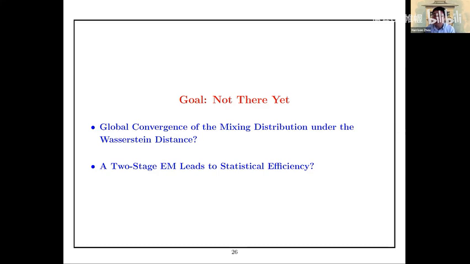What's the second question? I forgot. From Yudong: in this sense, in the case where the Fisher information is degenerate, is EM still efficient in that sense?